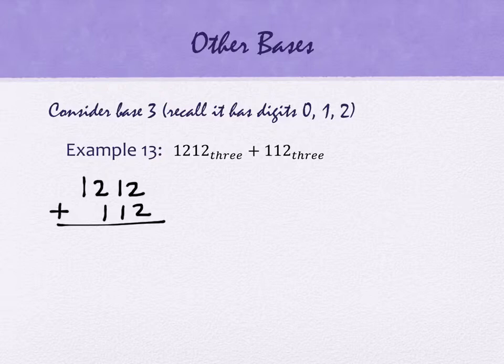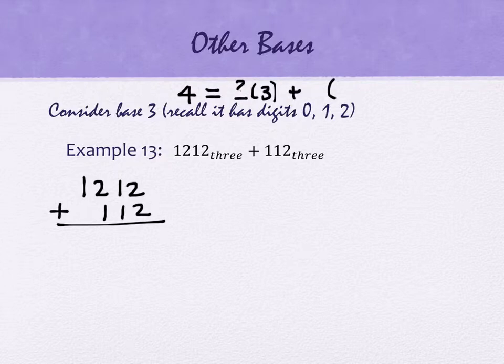Now, if this were base 10, we'd take the 2 and the 2 and add them to get a 4, right? No problem there. The problem is there's not a 4 in base 3. So what do we do? We recognize it's going to be a 4, and we can think of what in the world is 4 in base 3. That is, how many 3's is it, plus how many 1's are left over.